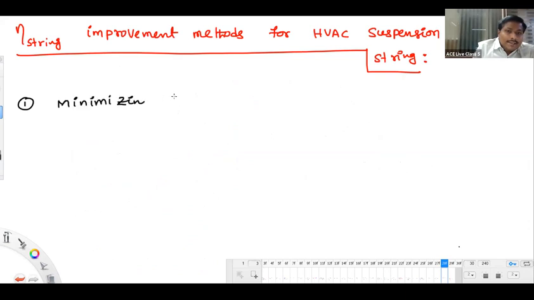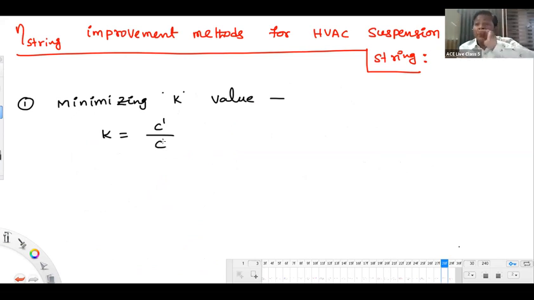Minimizing K value. Let's discuss that here itself. Okay, what is K? K is nothing but C dash by C. Minimizing K. Already we discussed it, right? In the voltage distribution, we have said K equals the shunt capacitance to self capacitance ratio.